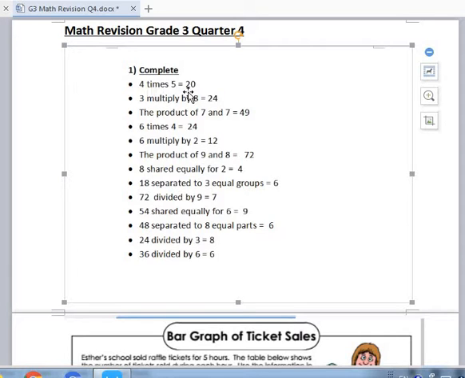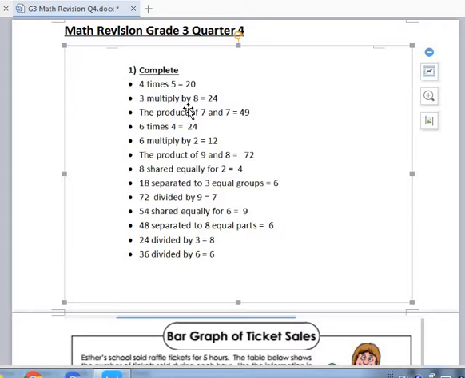4 times 5 equals 20. Here, what is the times? Here I have a number and it's repeated. Here how many times? I have here 5 is repeated 4 times. So 5 plus 5 plus 5 plus 5 will give you 20.